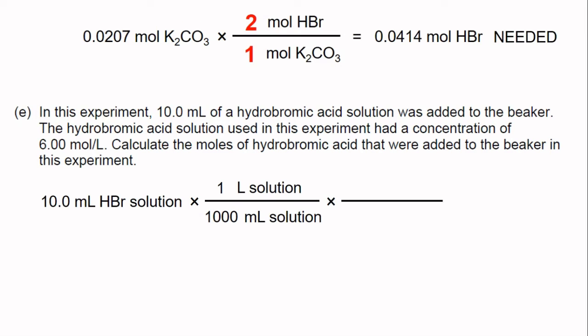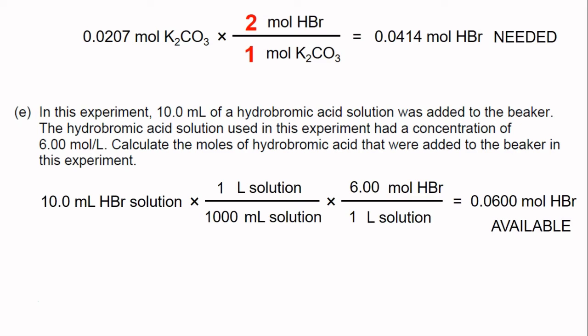The concentration of this HBr, hydrobromic acid, is 6 moles per liter. So there are 6 moles of HBr for every 1 liter. If we do this math, 10 divided by 1,000 times 6, we get 0.600, again that's 3 significant figures, moles of HBr. Now this is the amount that was available. This is how much was poured into the beaker. Look at the two numbers.